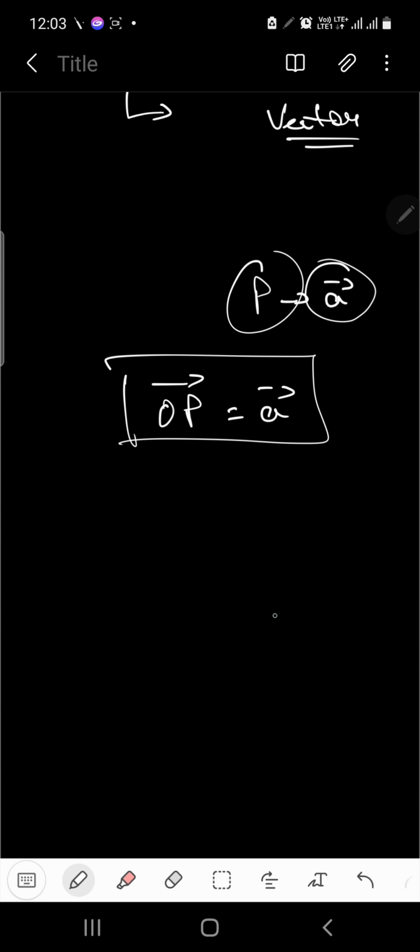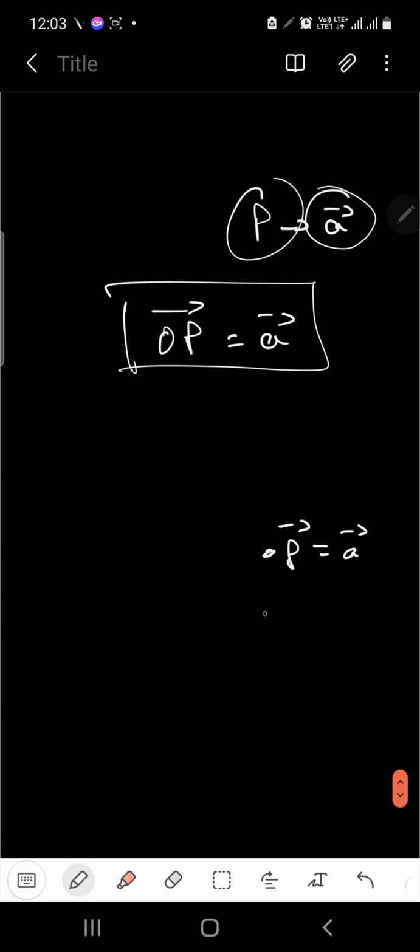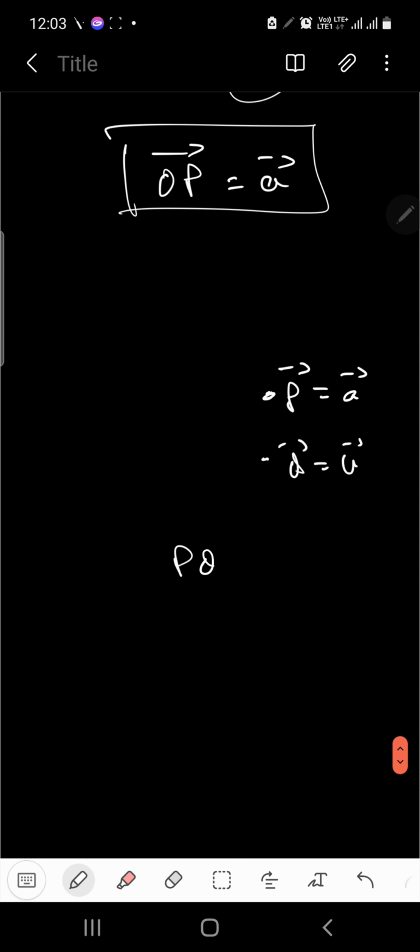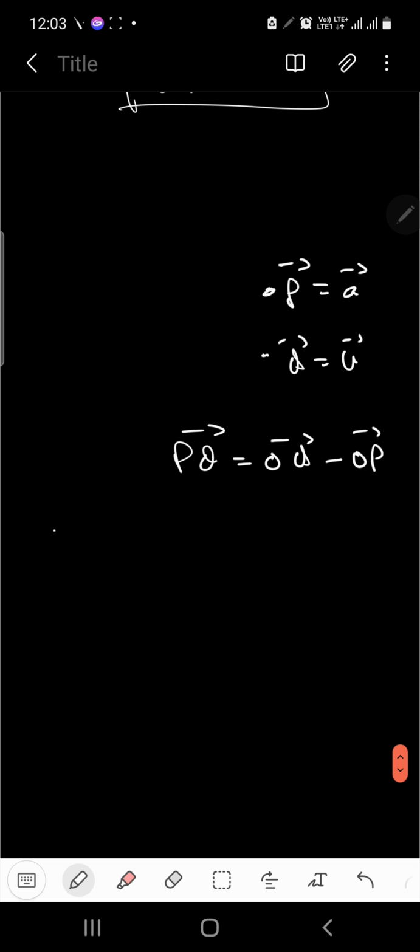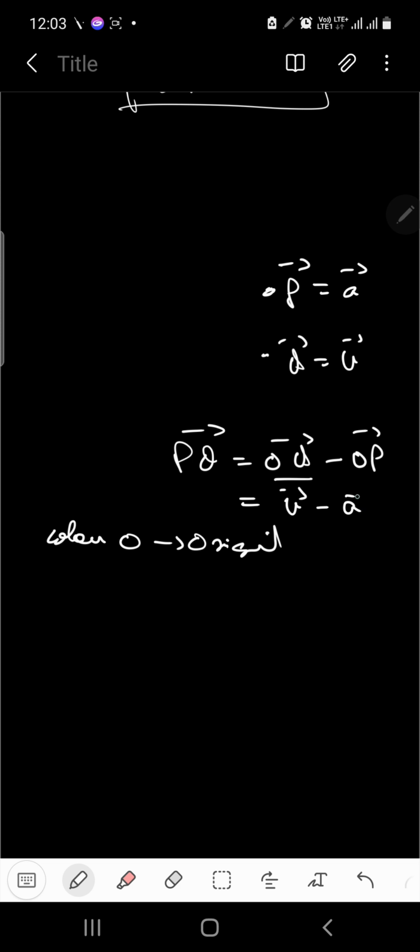So basically, if you have two position vectors, say position vector P as A vector and position vector Q as B vector, then PQ is actually OQ minus OP, where O is the origin, and that equals OQ, which is B vector, minus OP, which is A vector. Clear? Got it? Okay.